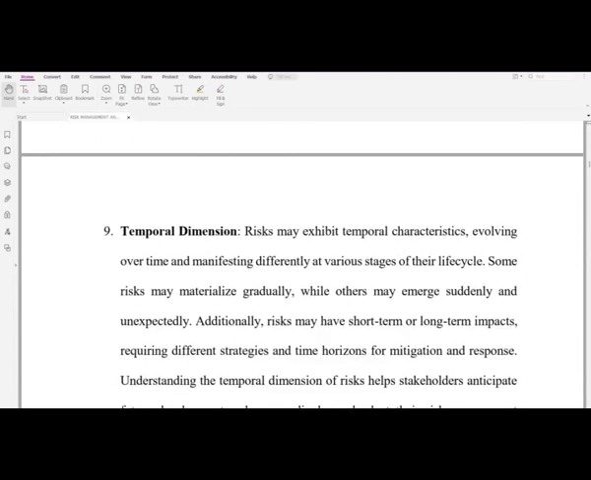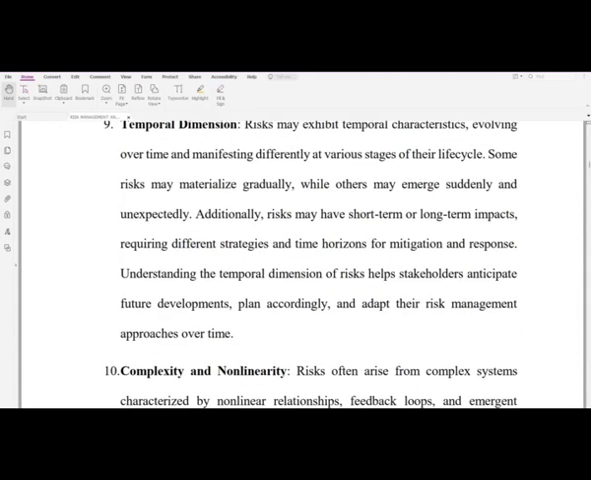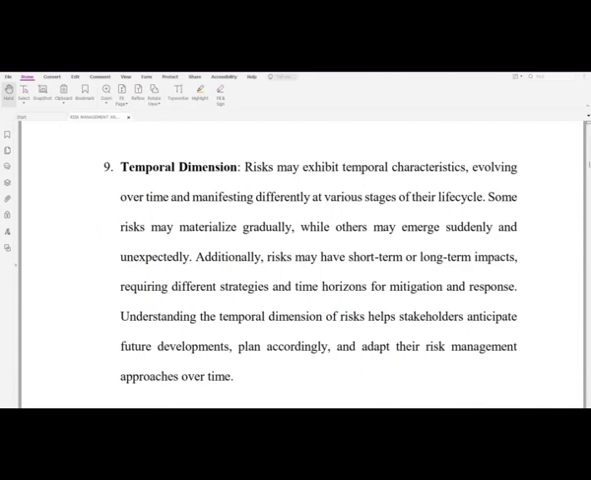Temporal dimension. Risk may exhibit temporal characteristics, evolving over time and manifesting differently at various stages of the life cycle. Some risks may materialize gradually, while others may emerge suddenly and unexpectedly. Additionally, risks may have short-term or long-term impacts, requiring different strategies and time horizons for mitigation and response. Therefore, understanding the temporal dimension of risk helps stakeholders anticipate future developments, plan accordingly, and adapt their risk management approaches over time.